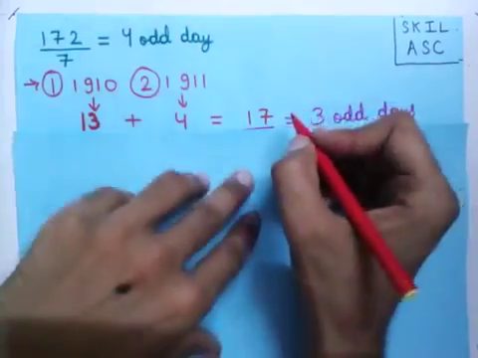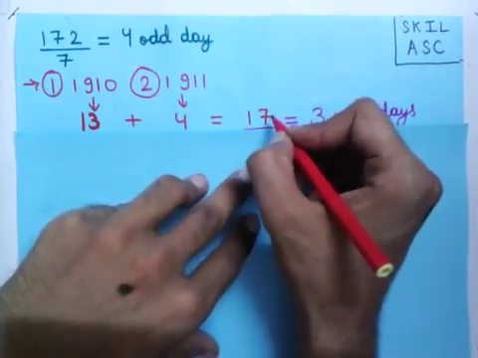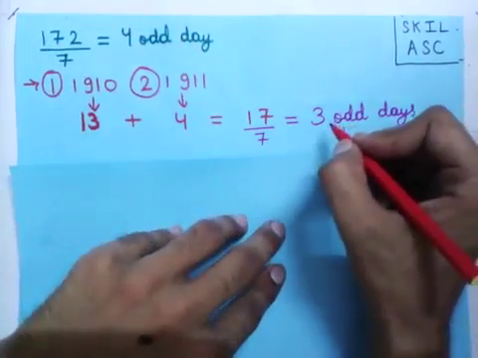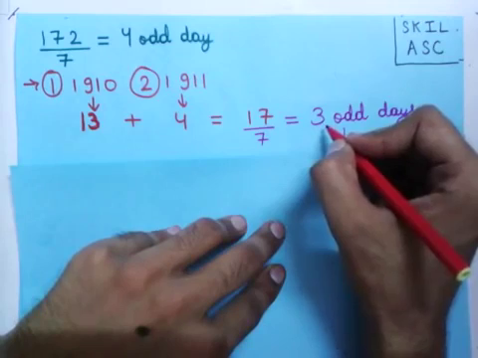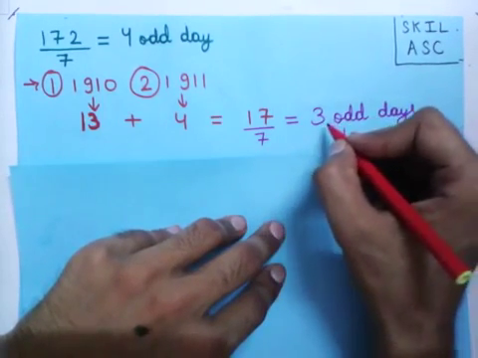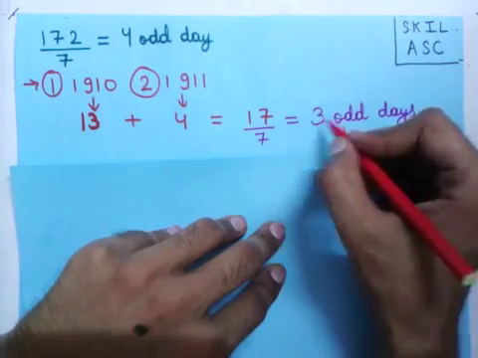Now we know 17 cannot be the value of the number of odd days. So we divide it by 7 and we will get 3 as the remainder. And this is the final answer. This is the final total number of odd days.